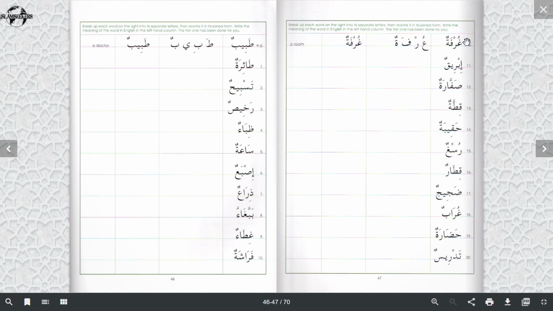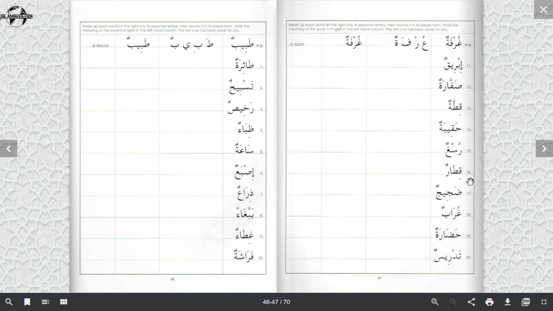Page 47, number 11. Ibriqun. A jug. Number 12. Saffaratun. A whistle. Number 13. Qittatun. A cat. Number 14. Haqibatun. A bag or briefcase. Number 15. Rusghun. A wrist. Number 16. Qitarun.